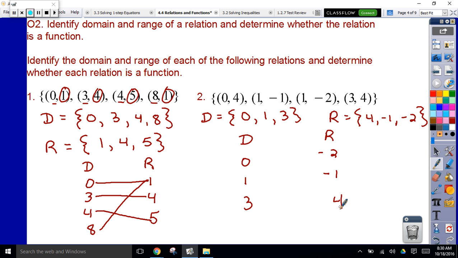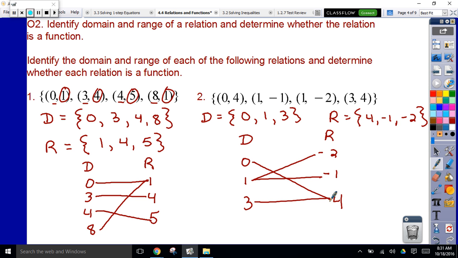Okay, so 0 maps to 4. 1 maps to -1. 1 maps to -2. And 3 maps to 4. Is this relation a function? Gretchen? No, it's not. Why? Because there's 2 of the same numbers. Okay, good.